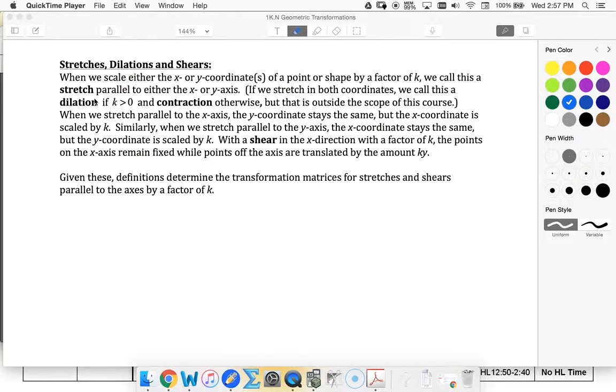All right, now we're going to talk about stretches and shears. Dilations aren't actually in your syllabus, but I think they're interesting to talk about. They're sort of an application of stretching. But when we talk about stretching, we're talking about scaling either the x or y coordinates by a factor of k. And then we call this a stretch, and it's going to be parallel to either of the axes.